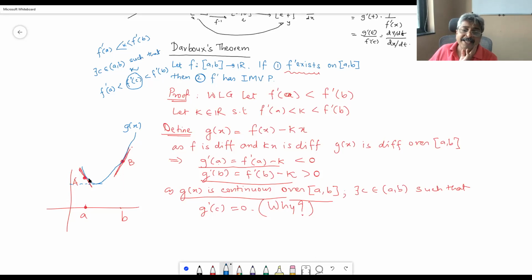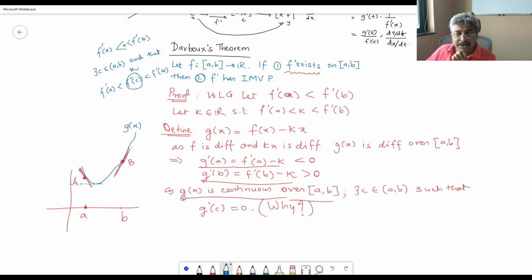g dash at a is less than... I mean, this is without loss of generality. We can have exactly the opposite. But in this case, g dash at a is negative, g dash at b is positive. Therefore, these are local maximums.